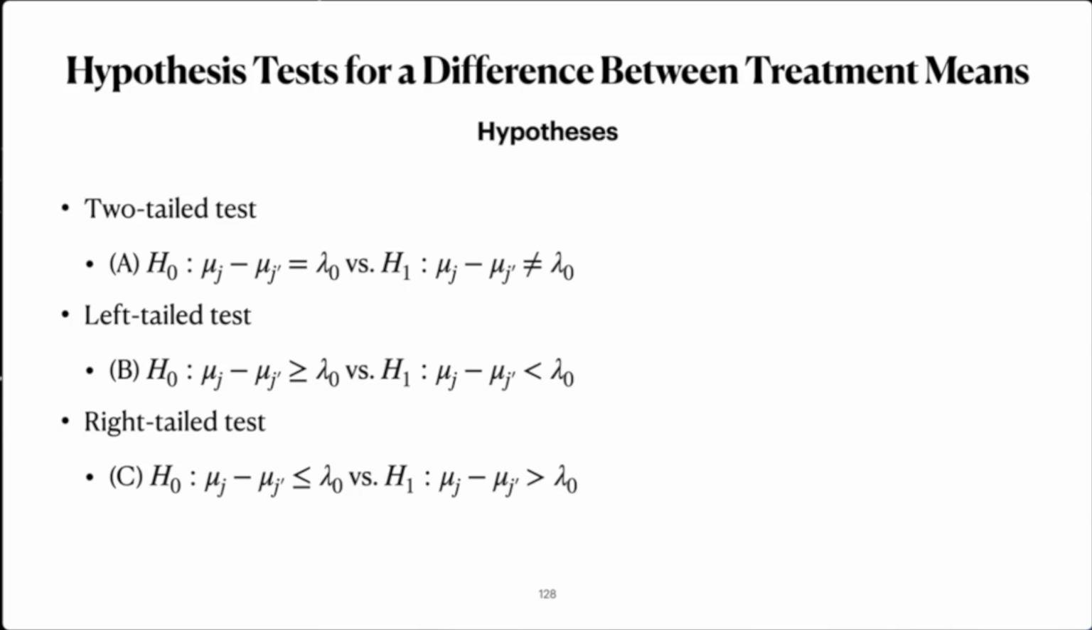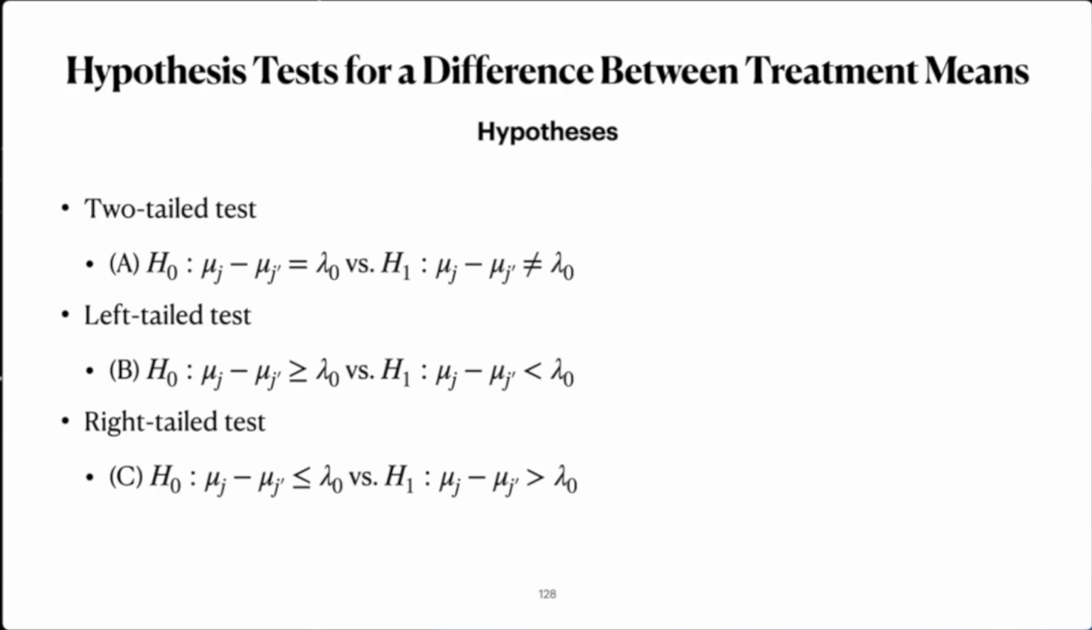The left-tailed test has a null hypothesis that says that the difference between two treatment means, mu sub j and mu sub j prime, is at least lambda sub 0, against the alternative hypothesis that says that the difference between the two treatment means is less than lambda sub 0. And then finally, the right-tailed test has a null hypothesis that says that the difference between the two treatment means mu sub j and mu sub j prime is no more than lambda sub 0, against the alternative hypothesis that says that the difference between the two treatment means exceeds lambda sub 0.